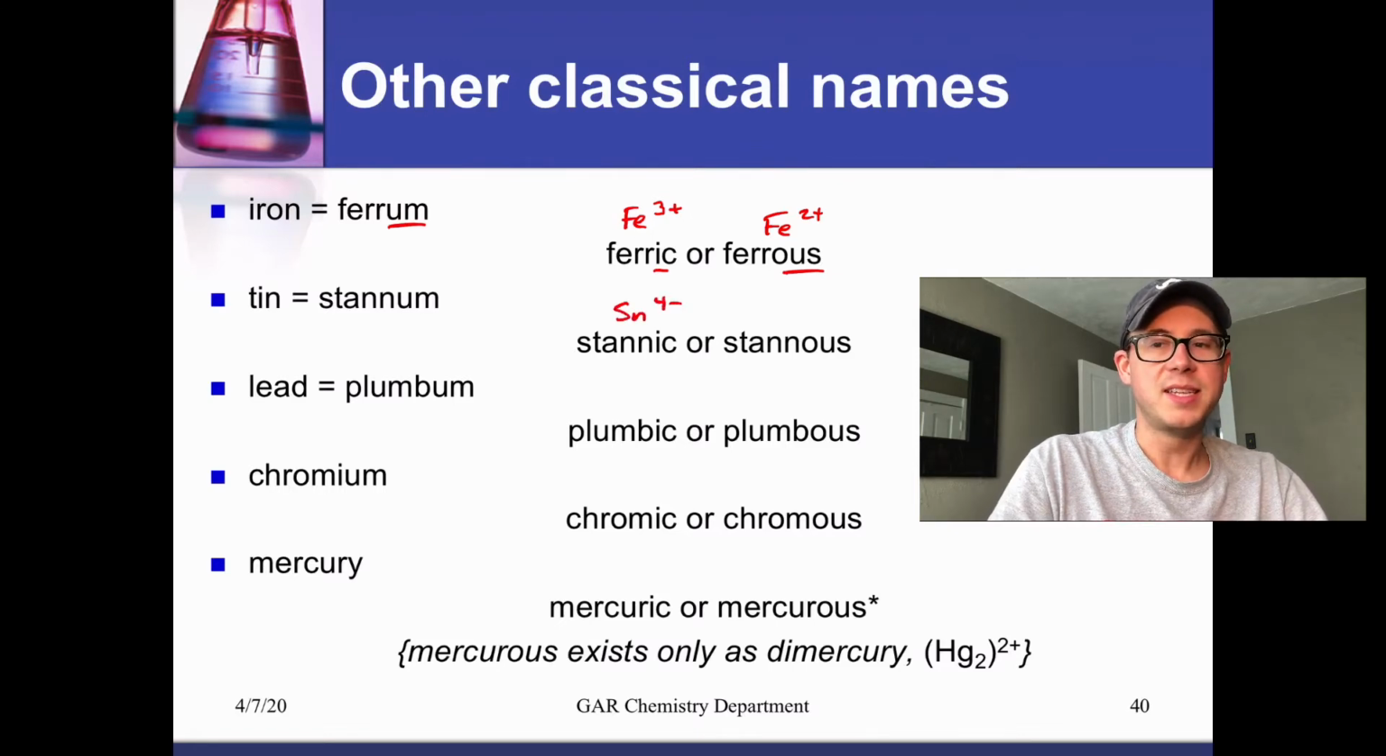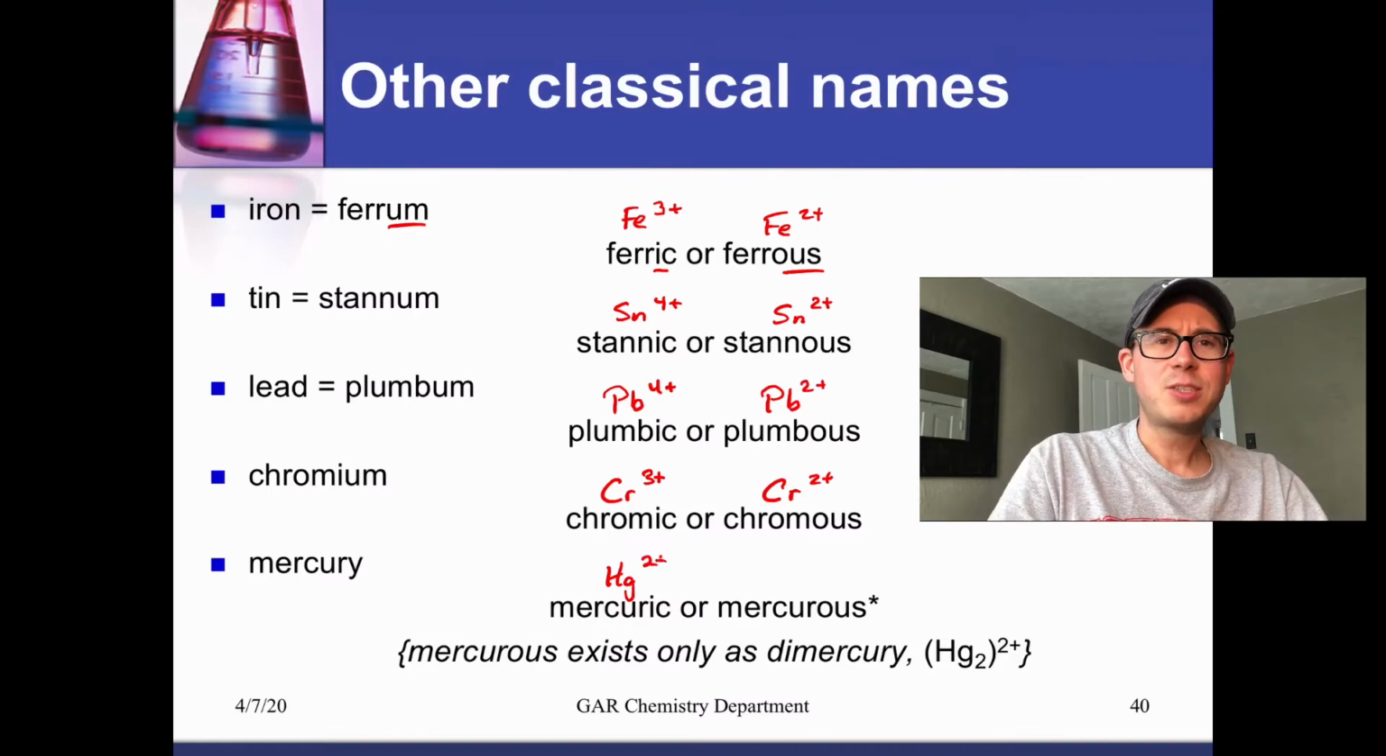Tin is stannum. Stannic would be 4 plus. Stannous would be tin 2 plus. Lead comes from the Greek word plumbum, which is where the word plumbing derives from. And plumbic would be lead with a 4 charge. Plumbous, lead with a 2 plus charge. Or chromium, as I mentioned, chromic 3 plus, chromous 2 plus.